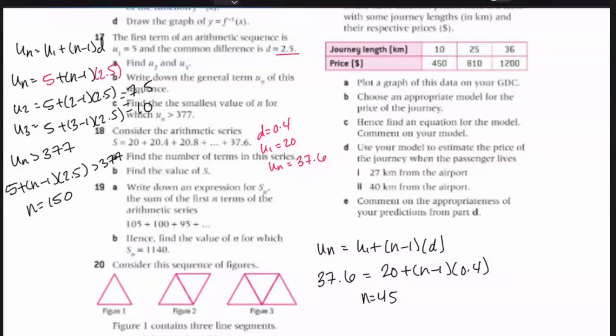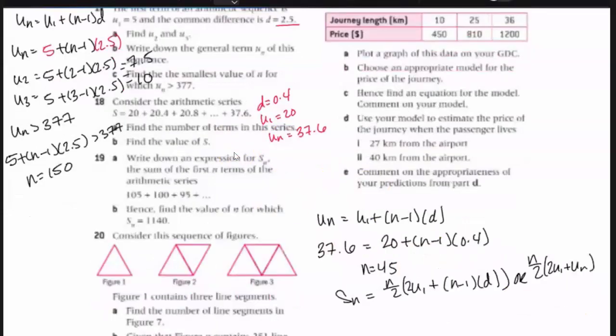So now I know n. I figured out how many terms are in the sequence. That is part A for number 18. Now I have to find the value of s, which means s is the sum of all my terms. So my s of n formula is s of n equals n over 2, 2 times u of 1 plus n minus 1 times d. Or the other one, n over 2, 2u of 1 plus u of n, which is the shorter formula. In this case, I know u of n. I know the final value. So I can use a shorter formula.